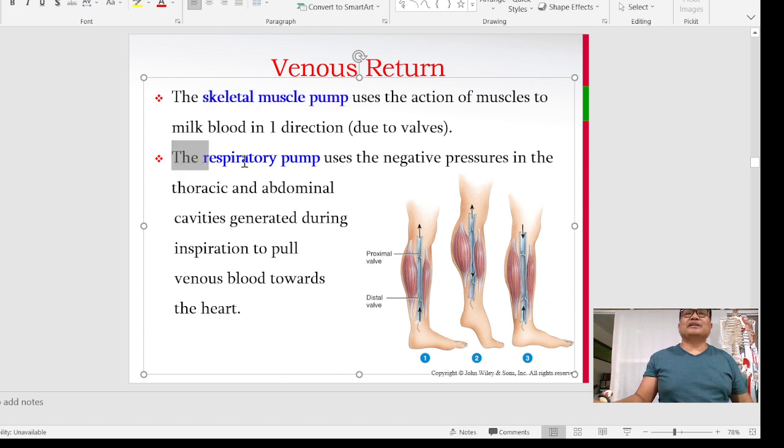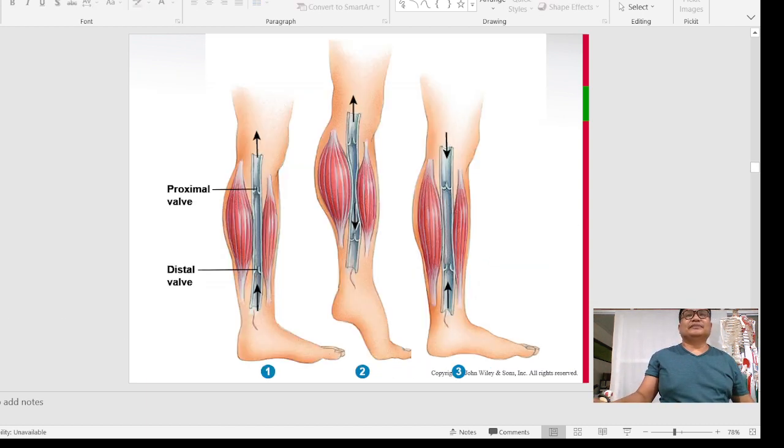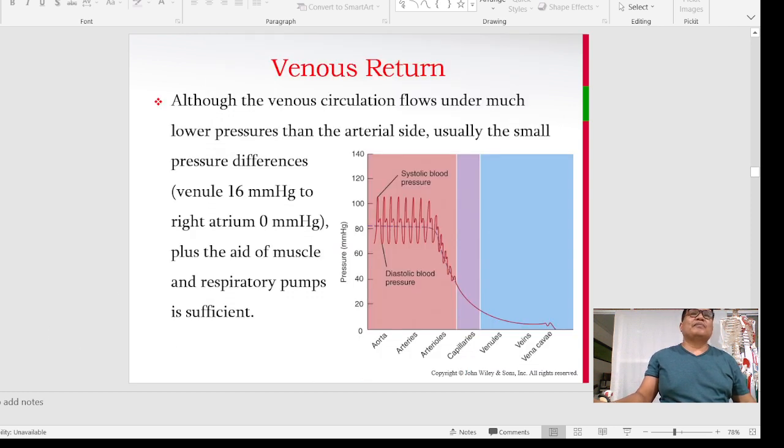Then you have your respiratory pump. So every time you inhale and exhale, ang contraction sa imong respiratory muscles mag-create na siya pumping effect sa atong blood paingon na siya dito sa taas. Okay, we call that as venous return.